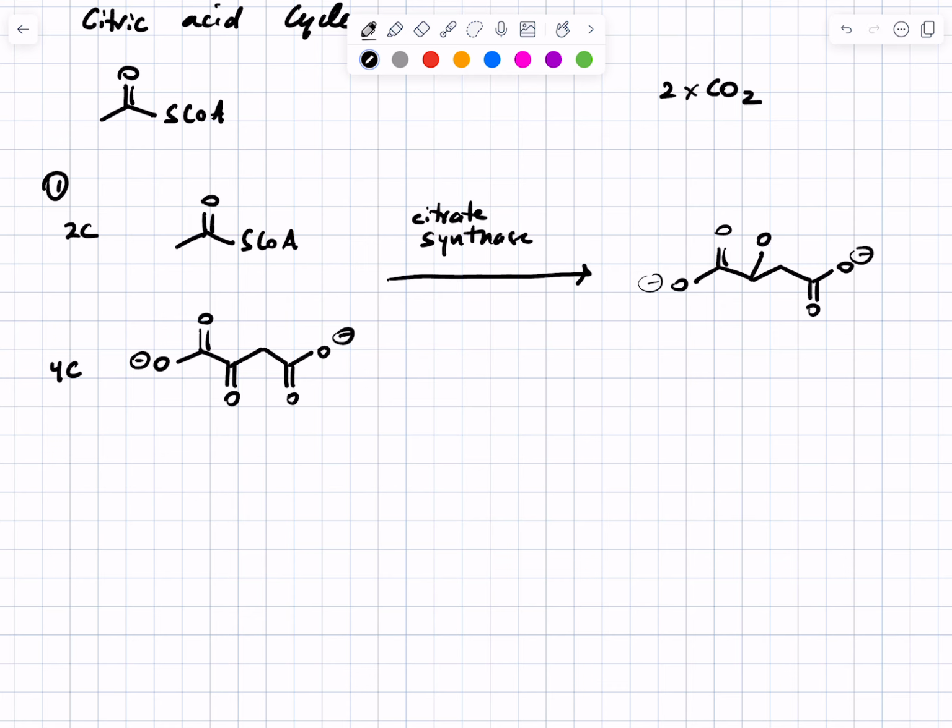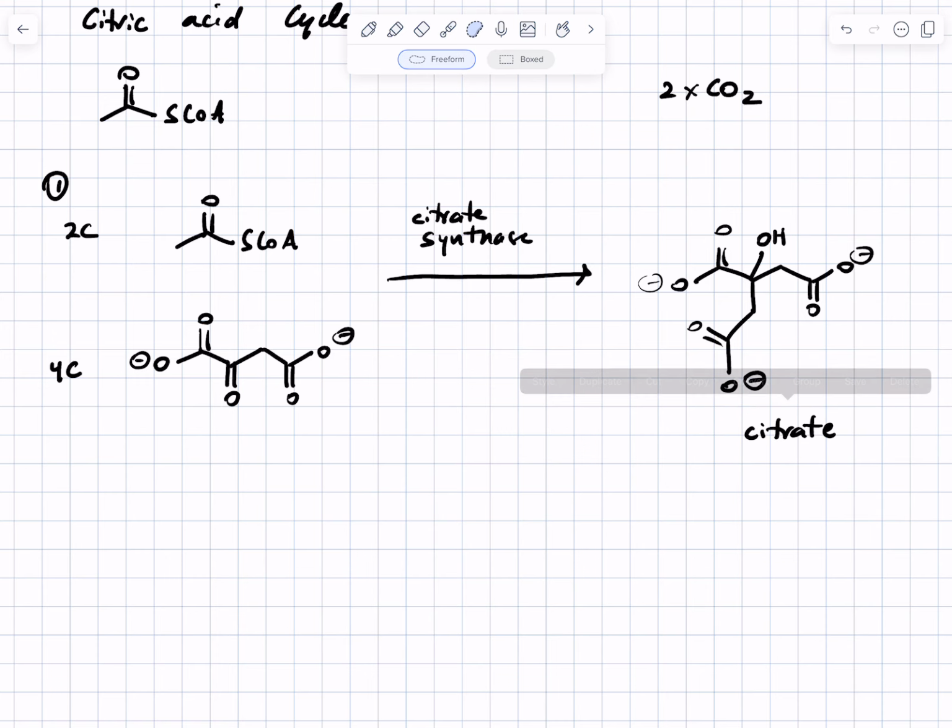Yep, on that carbon is an OH group, and on this carbon is a carboxylate. And this is called citrate or citric acid. So that's why this is called the citric acid cycle. The mechanism of this reaction, if you look at what's going on here, you have a ketone that's an electrophile, a carbonyl carbon, and an oxygen. This oxygen in citrate used to be the carbonyl oxygen. This used to be the carbonyl carbon. Here is the new bond that you made in citrate.